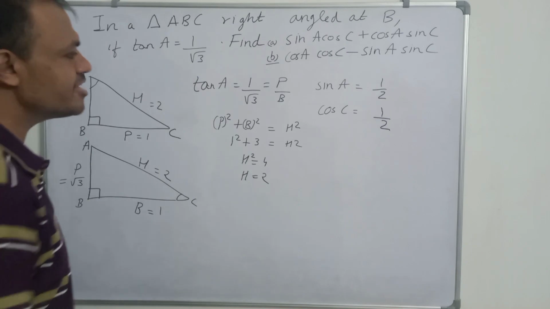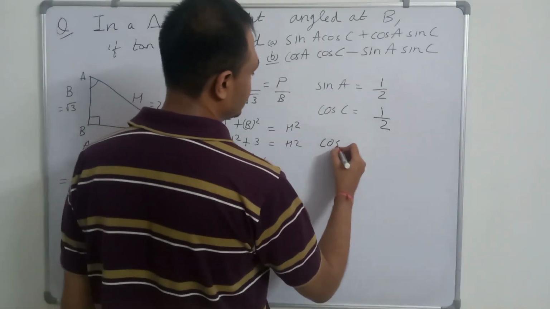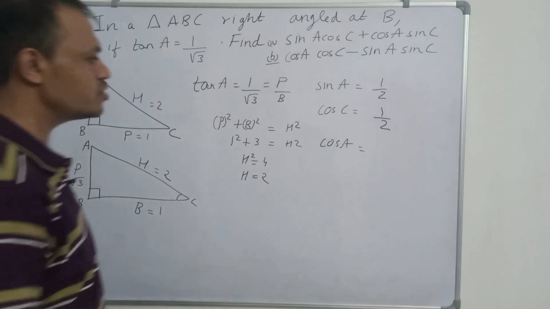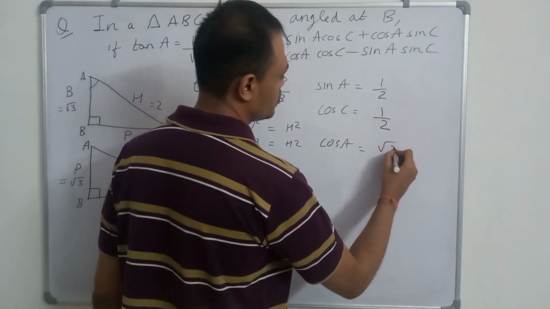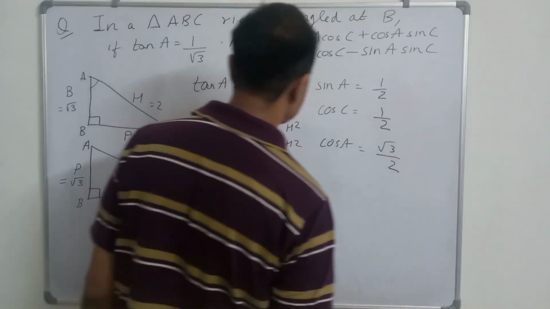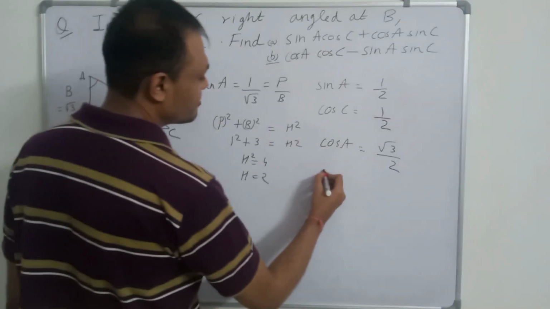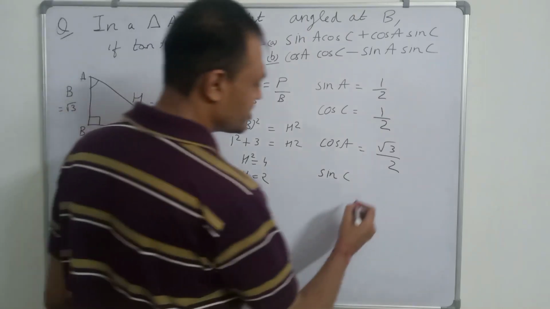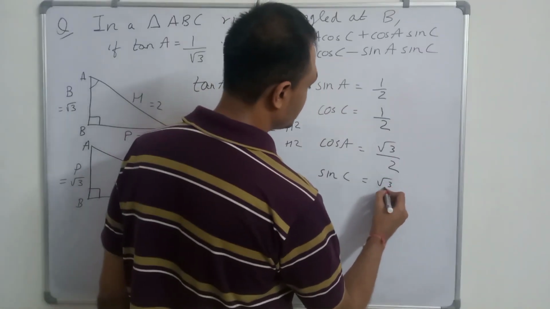Now cos A will be equal to base upon hypotenuse. So base is √3 and hypotenuse is 2. So √3 upon 2. And sin C is equal to perpendicular upon hypotenuse. So here perpendicular is √3. So √3 upon 2.